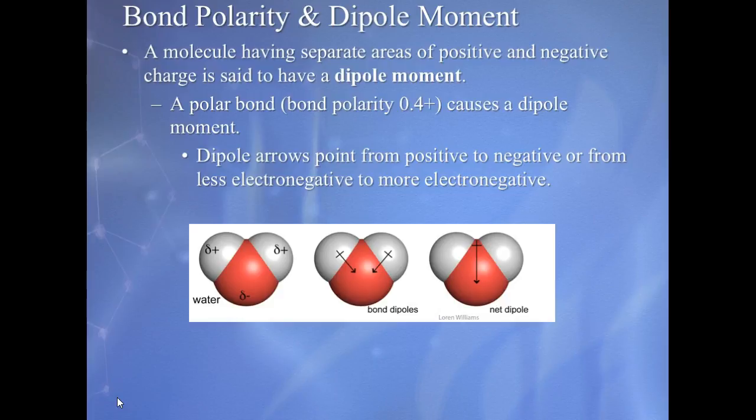Okay? The middle representation that says bond dipoles is a way of showing the direction of the electron pull. Notice that the end of the arrow sort of looks like a plus sign or a cross because it always points from the positive area to the negative area. And then the last one is showing the net dipole. Overall, the molecule has a negative side where the oxygen is and a positive side where the hydrogens are.